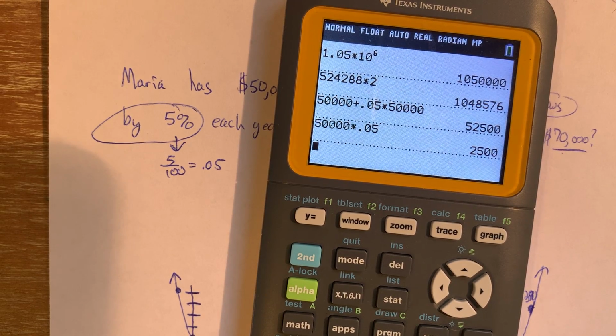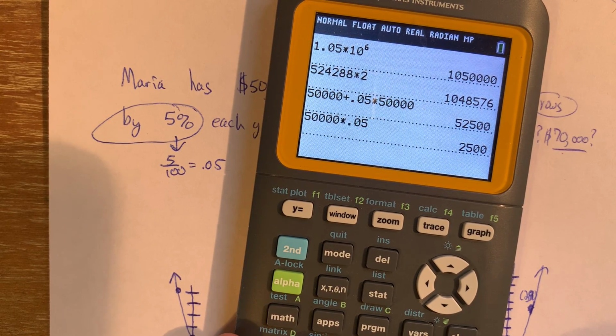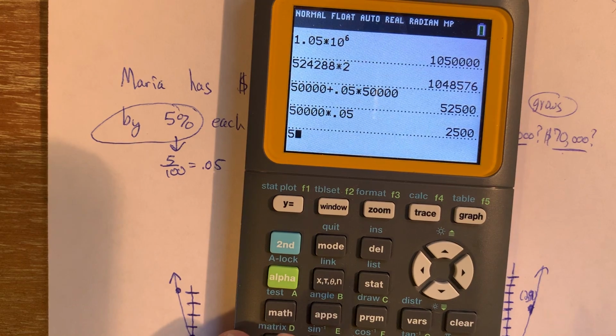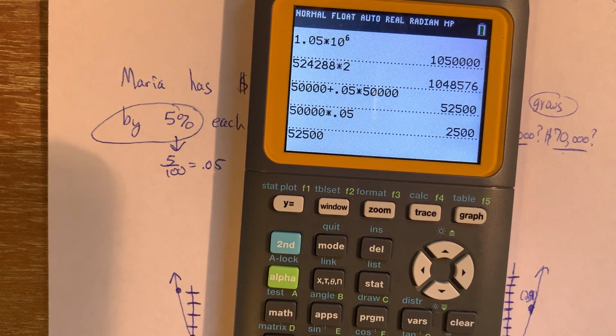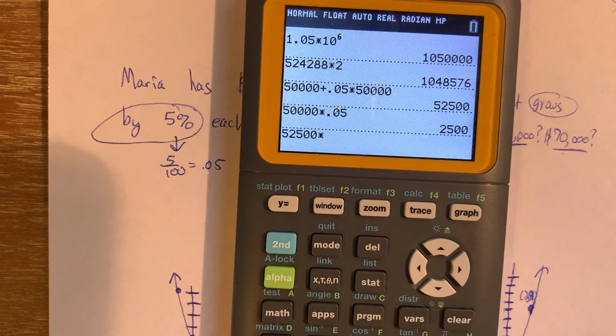Okay. So, but to grow by 5% the next year, you're not adding another 2,500. What's going to happen is the next year, the 5% is going to be 5% of, oops, that's one extra 0, 5% of her new amount.